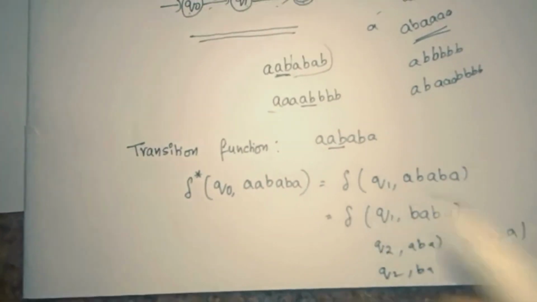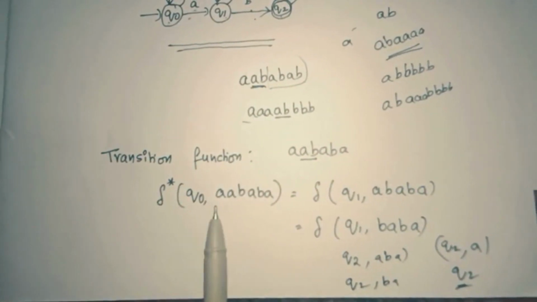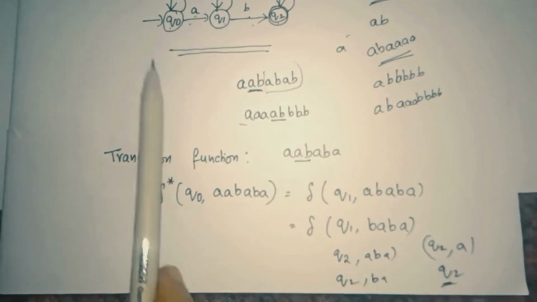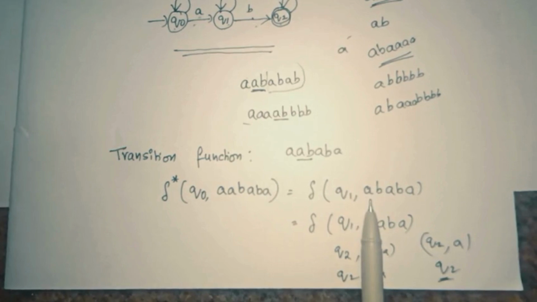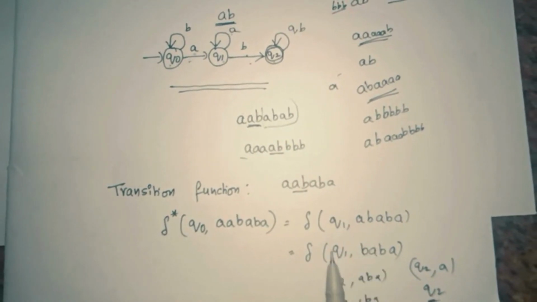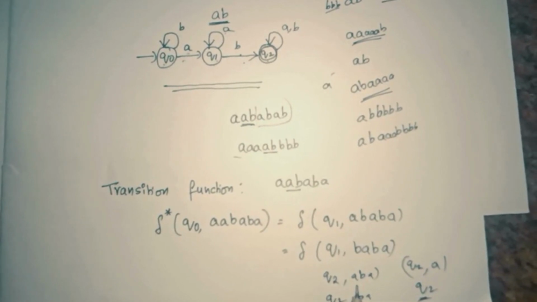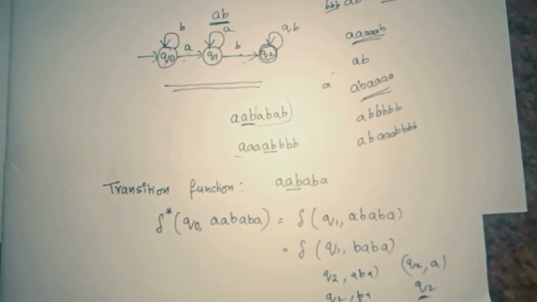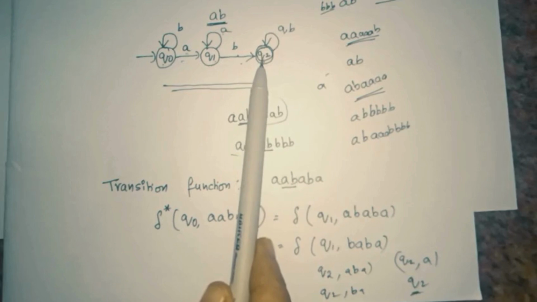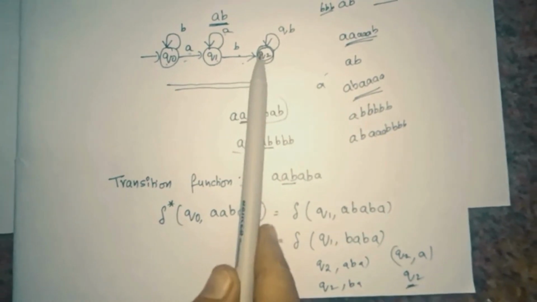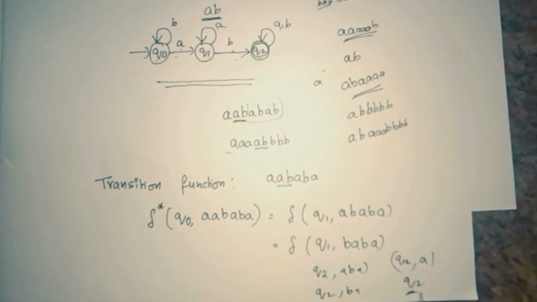Once again I will repeat. See here, Q0 on A is Q1. Q1 on A is Q1 only. Q1 on B is Q2. Q2 on A is Q2. Q2 on B is Q2. Q2 on A is Q2. Hence it is ending up in the final state.